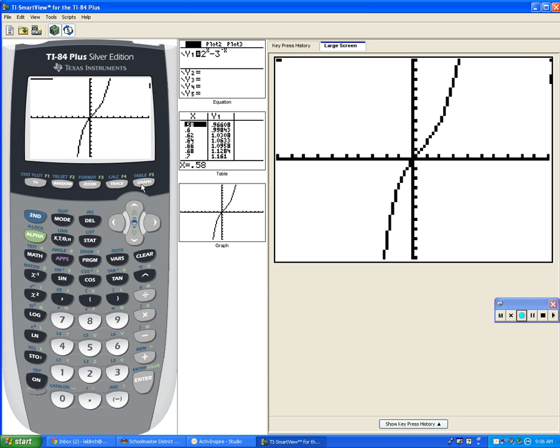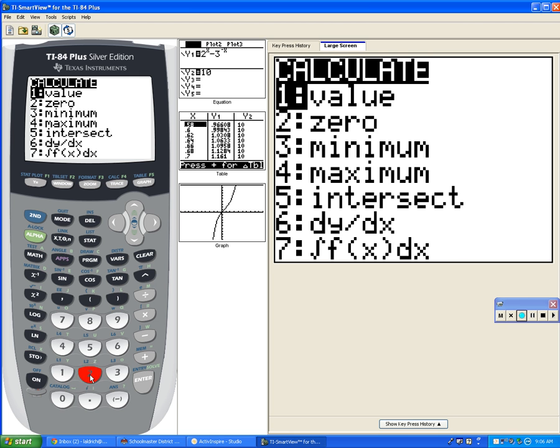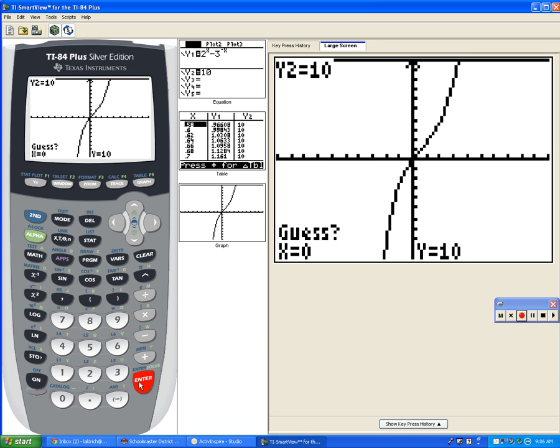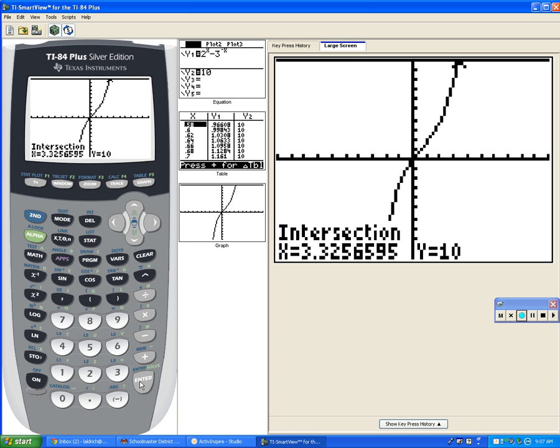So there's the first graph. Up at the very top is the second graph. And then you go second calc, intersect, enter, enter, enter. So you get x equals 3.32. What do you guys have to do there? Second calc, 5.